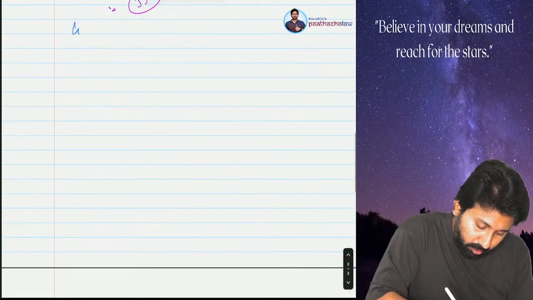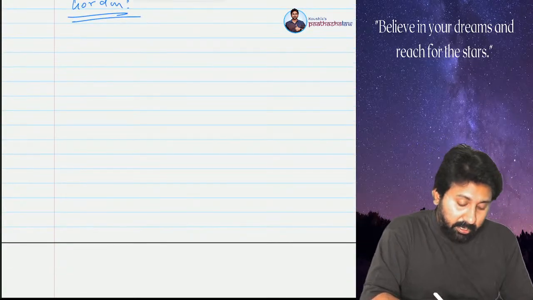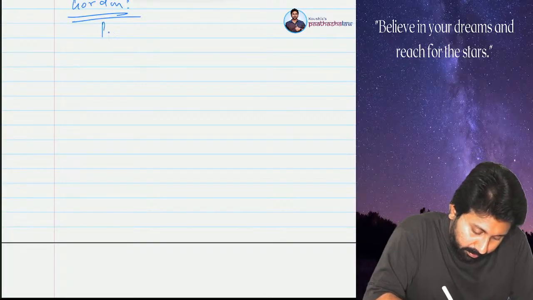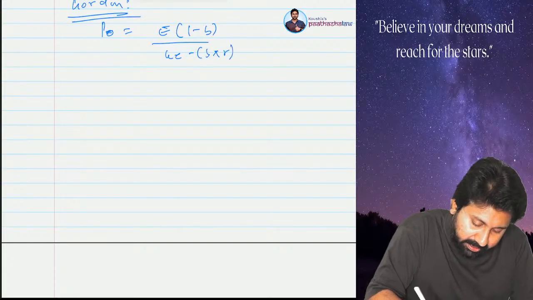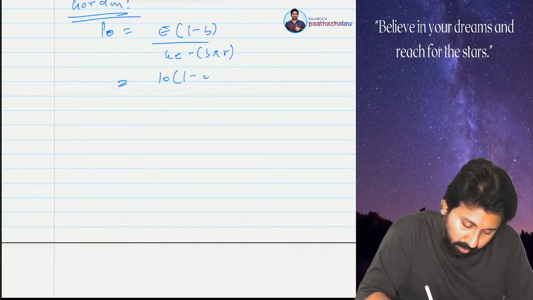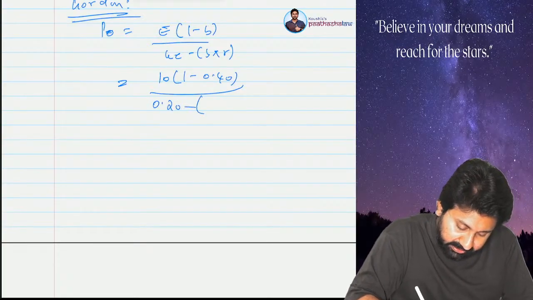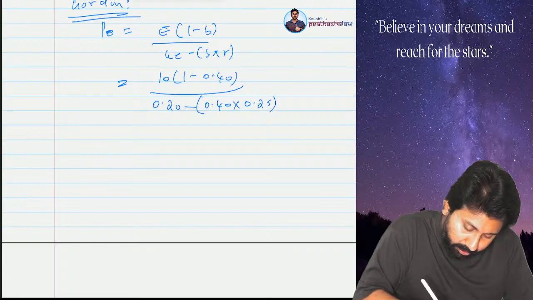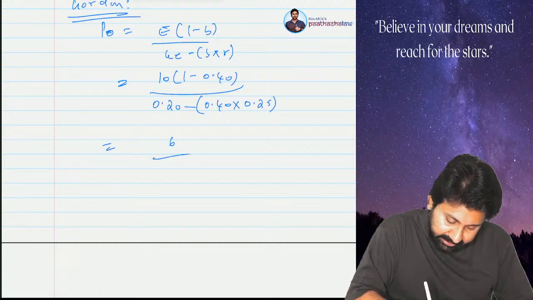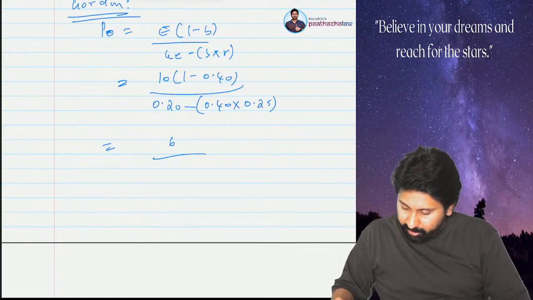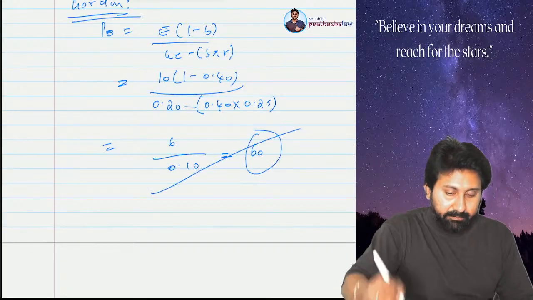Next, do as per the Gordon model. Since retention proportion is separately given, the formula is E into 1 minus B divided by KE minus B into R. Earning 10, 1 minus 0.4, divided by 0.2 minus 0.4 into 0.25. 1 minus 0.4 into 10 is 6, divided by 0.2 minus 0.1. Price is 60.